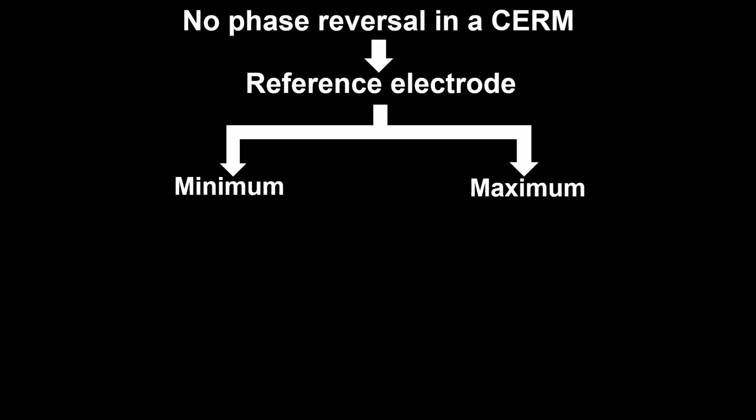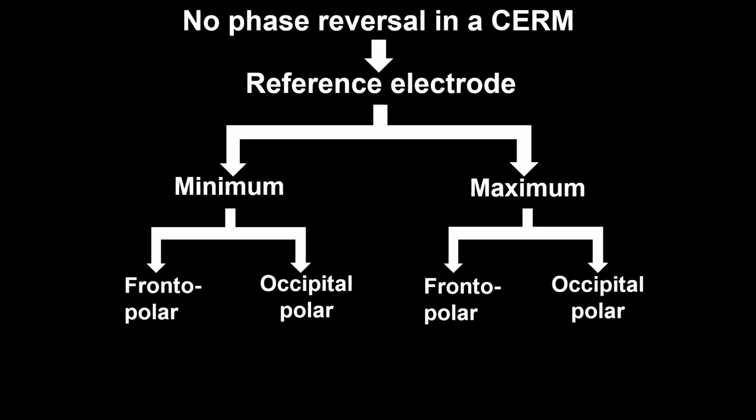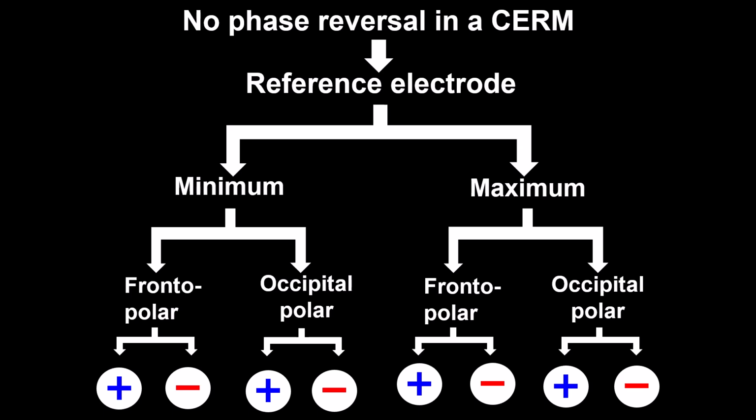So when encountering this pattern, that is, when encountering no phase reversal in a common electrode reference montage, the next question should be whether we are dealing with the reference being at the maximum or at the minimum. Also, judging by the absence of phase reversal and the smooth amplitude transitions between adjacent waves, we have to answer whether we are dealing with a polar field, either frontal or occipital, that is smoothly spreading in the opposite direction. And finally, we need to consider if the field is either positive or negative. I hope that by looking at this diagram, this concept becomes clear to you.